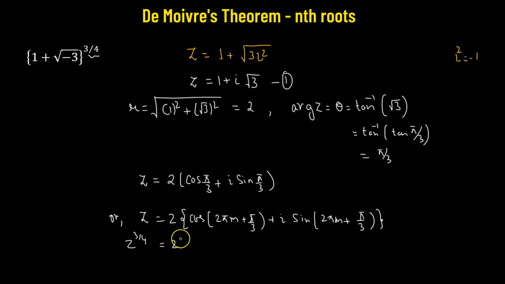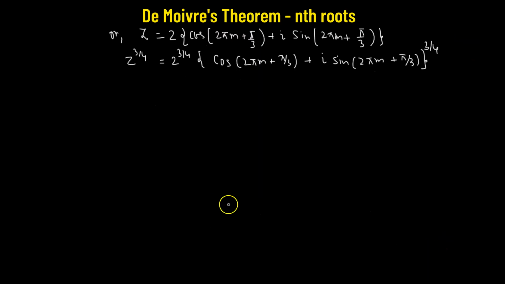That will be simply equal to 2 raised to the power of 3/4, and then we have cosine of 2 pi m plus pi over 3 plus iota times sine of 2 pi m plus pi over 3, and this entire expression is raised to the power of 3 over 4. So let's further reduce this. We will apply De Moivre's theorem.